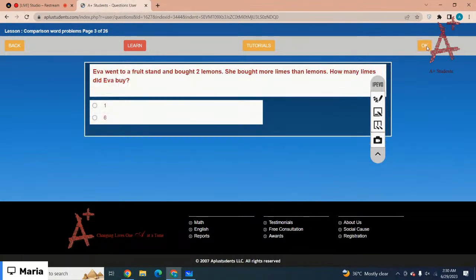Eva went to a fruit stand and bought 2 lemons. She bought more limes than lemons. How many limes did Eva buy? So, which is the correct option? She has 2 lemons and she bought more limes than lemons. So that means the number that is greater than 2 is the answer. So, which is the correct one? It would be 6. That means she has 6 limes.